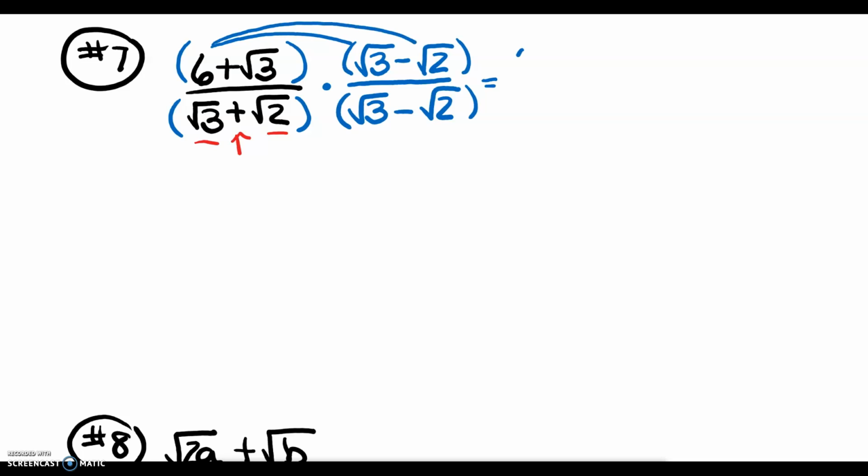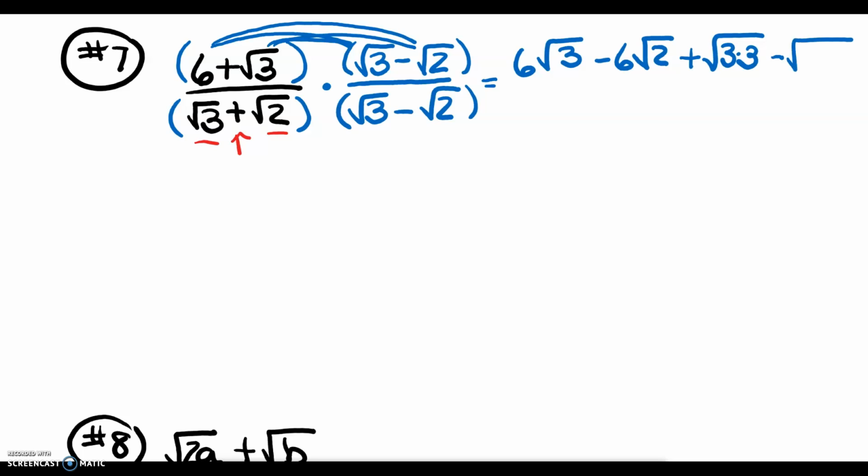6 times radical 3 is 6 radical 3. 6 times negative radical 2 is negative 6 radical 2. And now I have to multiply my radical 3 out. Radical 3 times radical 3 is radical 3 times 3. And radical 3 times negative radical 2 is negative radical 3 times 2.